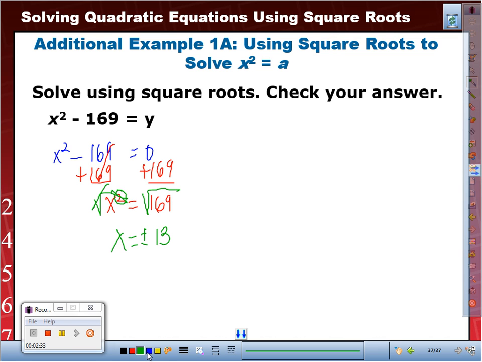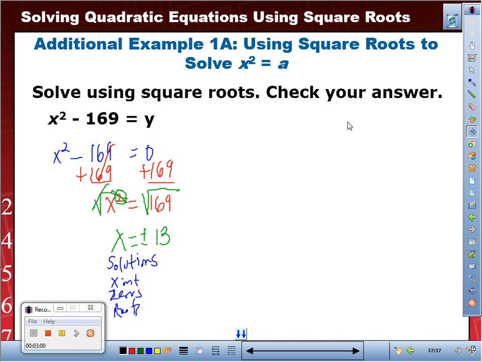And that's it. These are called solutions, x-intercepts, zeros, roots. Yes? So we don't have to do sub 1 and sub 2? No, you already got them right here.